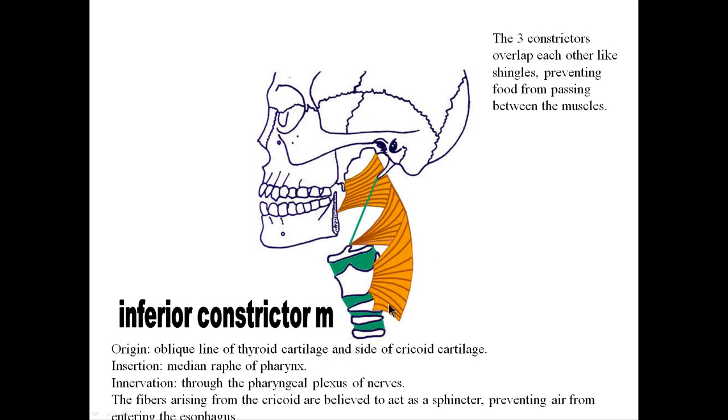And we call them constrictors. Think of a boa constrictor eating a baby pig. These muscles are going to writhe and constrict and force the bolus of food down. And you can see the attachments here up on the mandible and the pterygoid hamulus, on the hyoid, and down on the thyroid cartilage, and even down to the cricoid cartilage here.